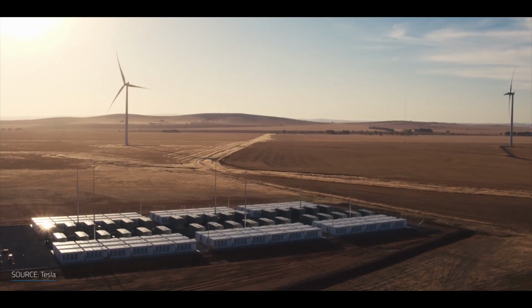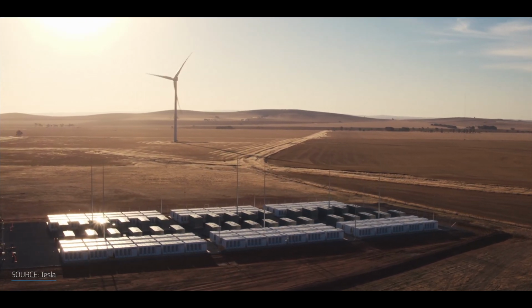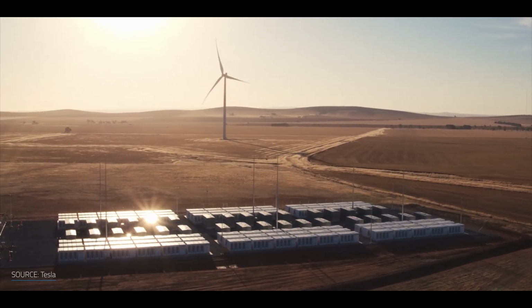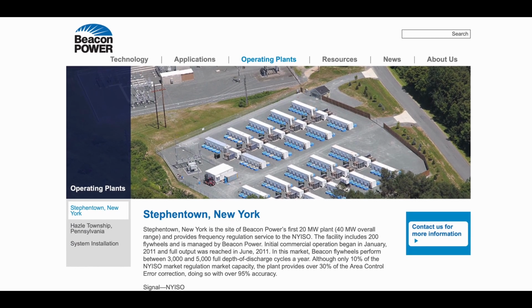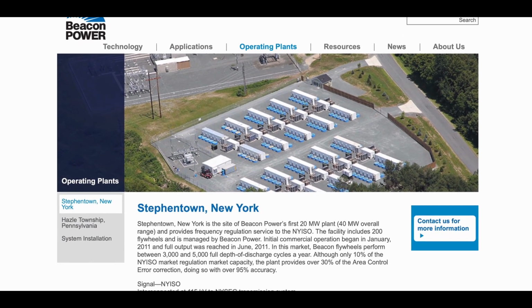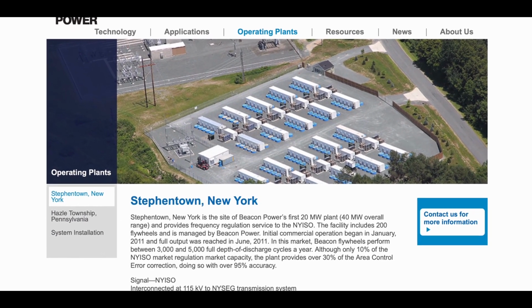And they've also been used in the electrical grid to support the increasing spread of renewables. FESS have also been used in grid applications in order to provide ancillary services, such as frequency regulation and power fluctuation support. It's similar to how Tesla's Hornsdale Power Reserve has been used in Australia. Some examples are the Beacon Power 20 megawatt units installed in Stephentown, New York, and Hazel Township, Pennsylvania to support frequency imbalances in the grid.